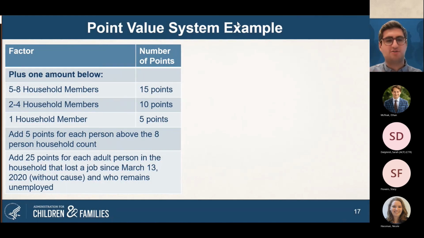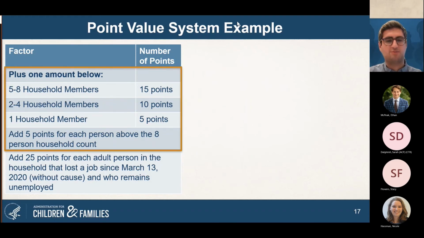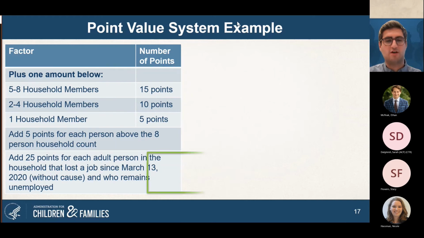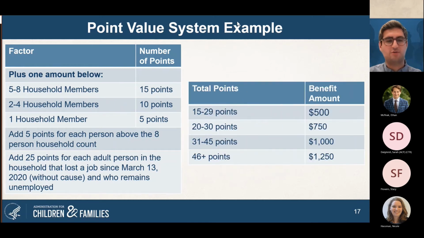The example matrix is continued on this slide. This third factor awards points based on the eligible household members. Each threshold is associated with a different point value, with the largest households receiving the most points. This example also includes an additional 5 points for each person above the 8-person household count. The fourth factor awards 25 points for each adult person in the household that lost a job since March 13, 2020, without cause, and who remains unemployed. Finally, you will calculate the total by adding the points from each factor across the matrix. Based on the total points received, there will be an assigned benefit amount as displayed in this table. In this example, there are 4 potential benefit amounts.